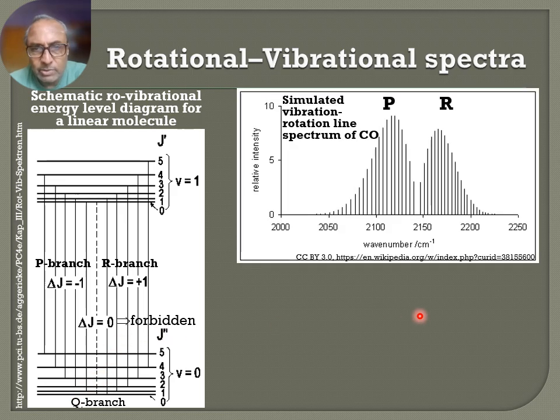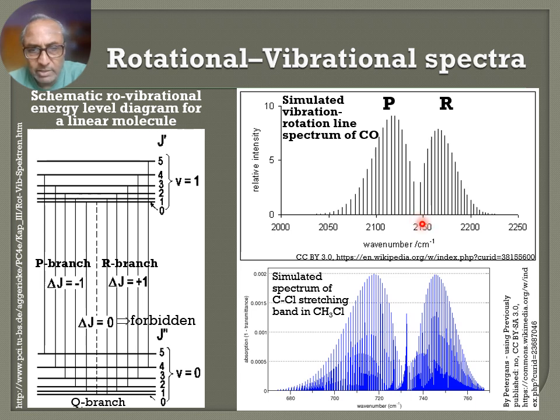So this leads to the spectra here for carbon monoxide. This is the P branch at lower energies, and this is the R branch at higher energies, and there is a gap here which corresponds to the missing Q branch. Similarly, we see here the simulated spectrum of the carbon-chlorine stretching band in methyl chloride.